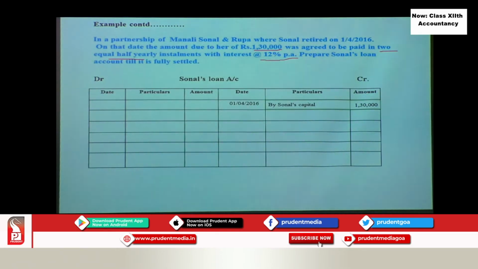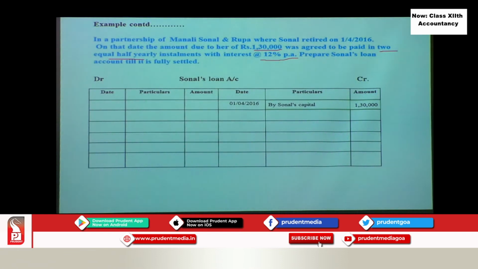1,30,000. Now this 1,30,000 is paid in 2 installments, 65,000 and 65,000 each. So the first 65,000 we have to pay with interest. But interest on what do you have to calculate? Interest up to the date of payment we have to calculate on the opening balance. So what is the opening balance here? Opening balance is 1,30,000.